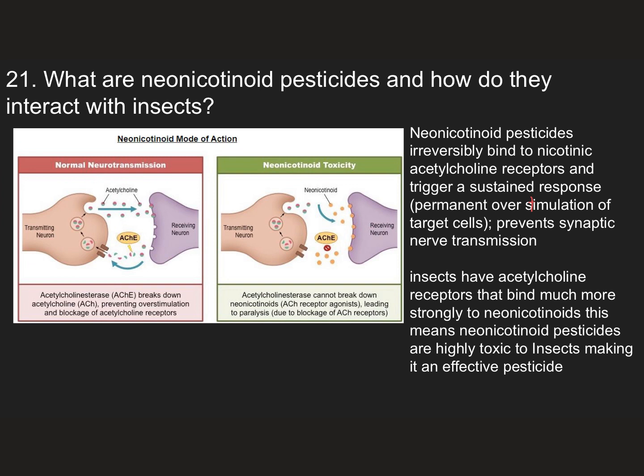Insects have acetylcholine receptors that bind much more strongly to these neonicotinoids than we do, which means pesticides that have neonicotinoids in them are highly toxic to insects and make it a super effective pesticide. If you see in the first picture, normal neurotransmission, the acetylcholine is going to bind, no big problem. But when we have neonicotinoid, the acetylcholinesterase cannot break down the neonicotinoids. So basically it leads to paralysis.